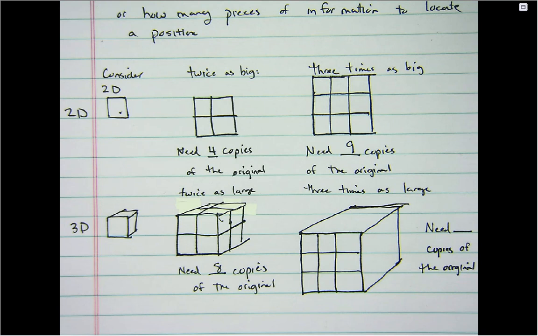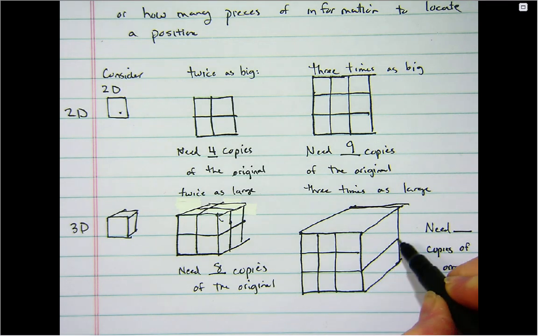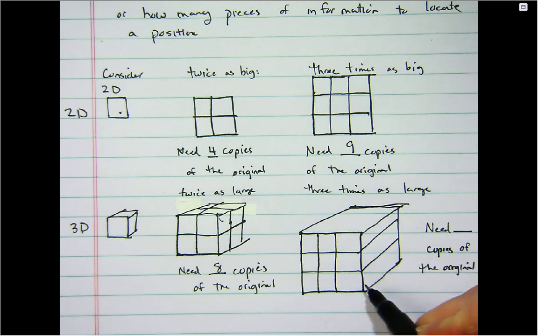Okay, so last time, how many stacks of 9 cubes do I need this time? 3 stacks of 9. Okay, 3 stacks of 9 cubes, because that way it'll be 3 times as deep also. So 3 times as wide, 3 times as tall, and 3 times as deep.